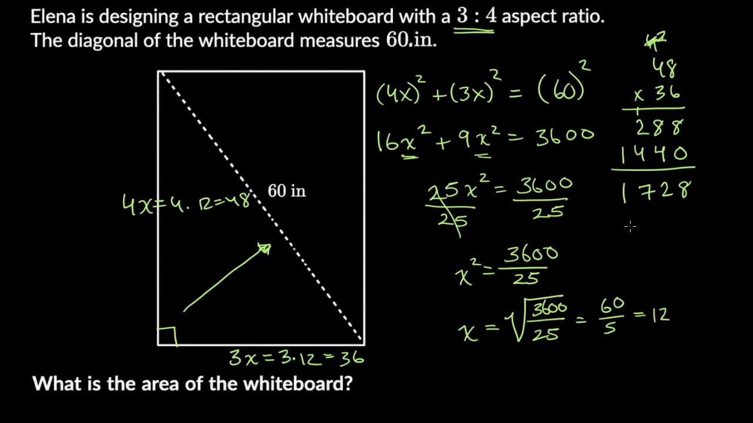So what's the area of the whiteboard? 1,728 square inches. And we are done.